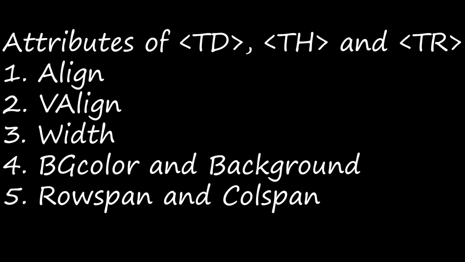Okay. The next one is width. This is used to specify the width of the cell. This is mentioned in terms of percentage or pixels. Okay. The next one is background or BG color. BG color attribute is used to apply a particular color to the background of the cell. Background attribute is used to apply an image or any picture as the background, right? BG color means you can apply the background color. Background means you can insert any image or picture as a background of the cell, right?